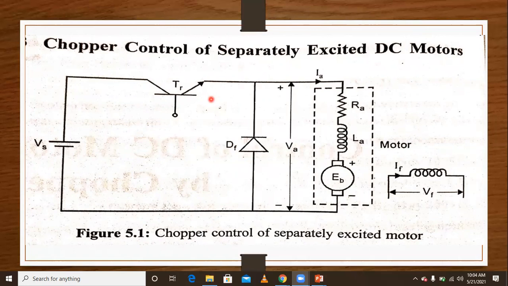Generally for electric traction, the main motor is the series motor. For electric traction, the series motor is generally used because of its high starting torque. In olden days, in previous years, series motors were used in traction because they have high starting torque. And they have a number of limitations.